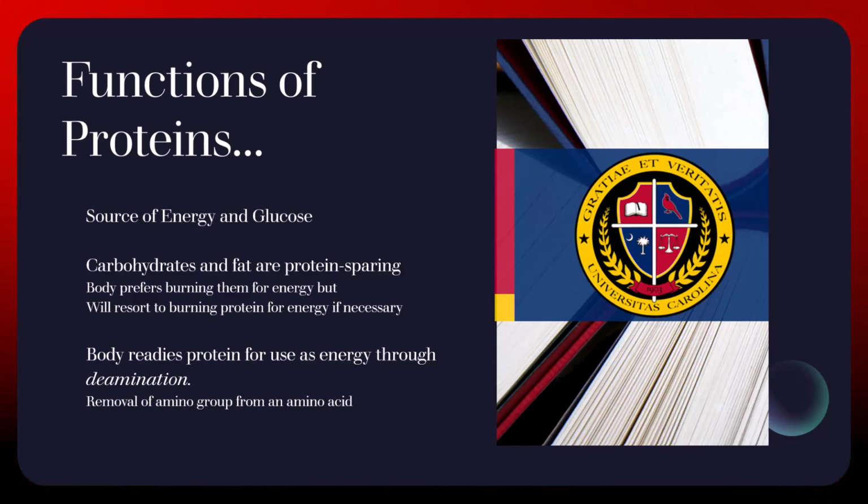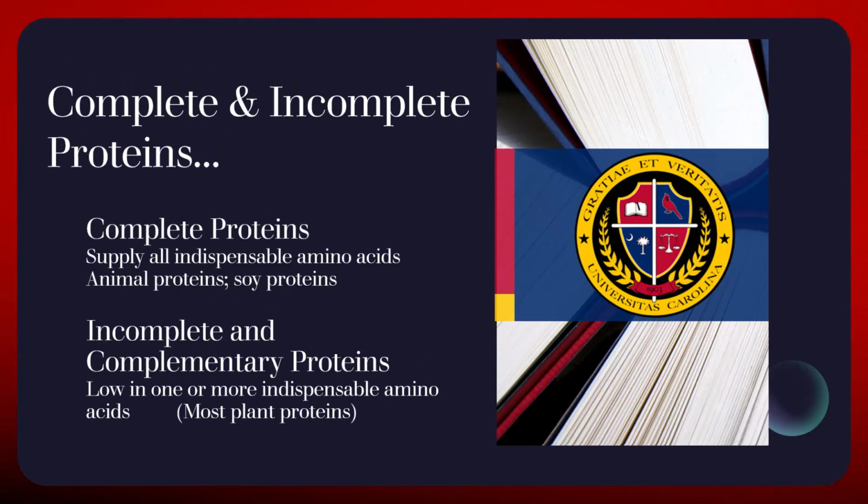So the body readies protein for use as energy through a process called deamination, which is the removal of the amino group from an amino acid. That's how it does that when it's going to do it.